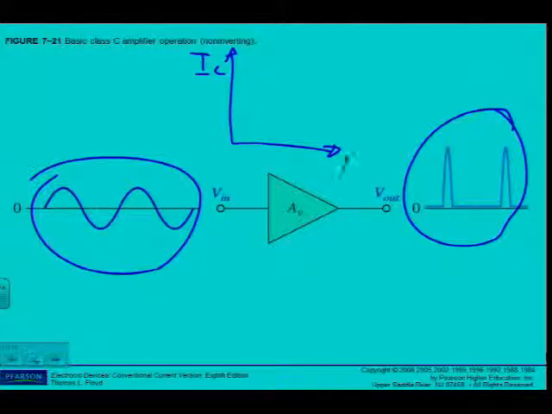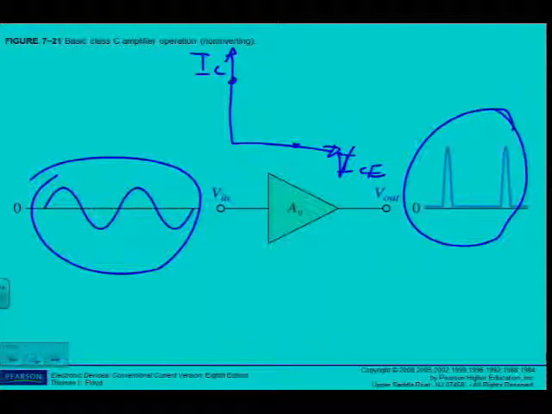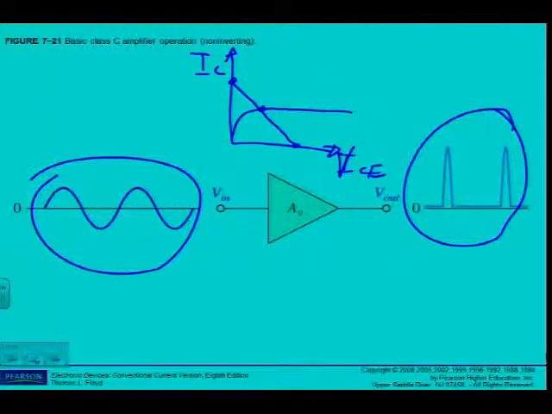The characteristic curve. That's VCE, of course. Saturation, cutoff, load line. Remember that was the Q point for the Class A amplifier, and that was the Q point for the Class B amplifier. So how am I going to get that output waveform?